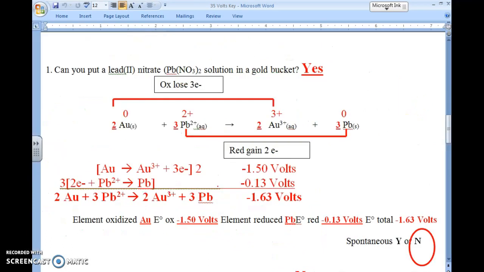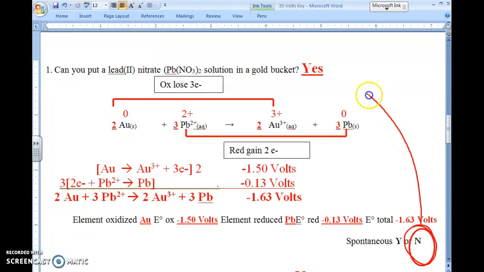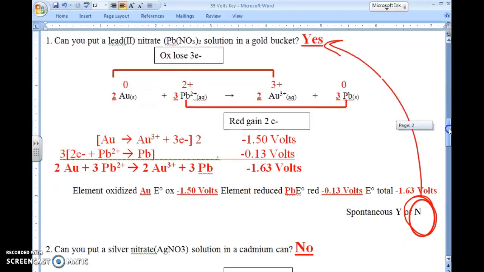So this is a prettier version of what I just went over. The one thing that we do have to look at is this is a non-spontaneous reaction, which means you could safely put lead ions in a gold bucket. You could safely do that. In a second, I'm going to give you the answers to the next problem. You should pause the video and then check your answers against the next problem.